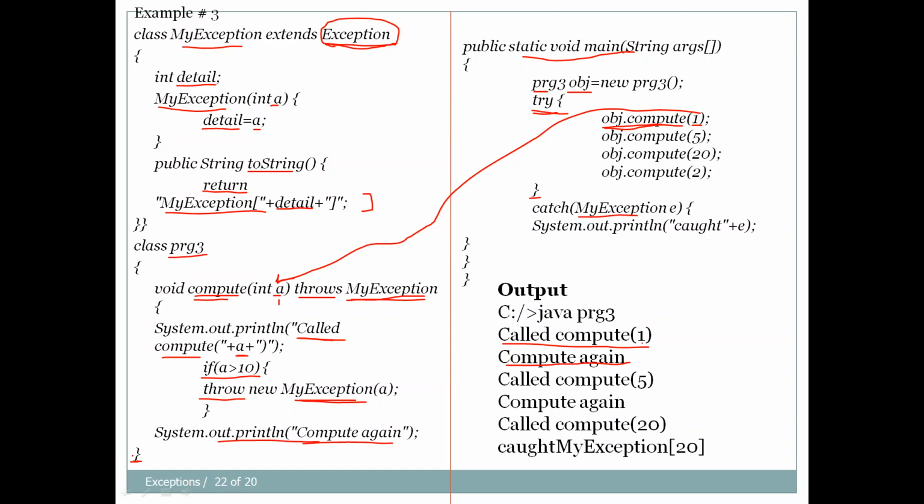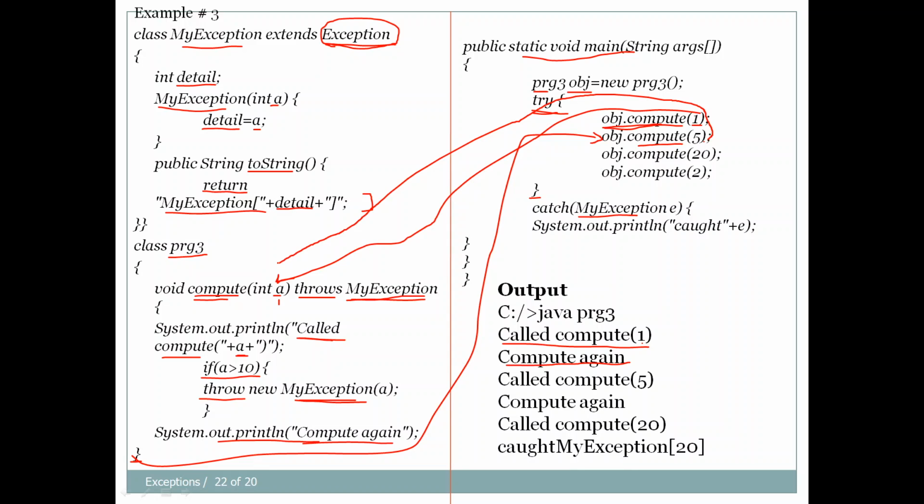Once we are at the end of the compute method, it goes back to the caller, that is our main method, and then it will execute the next statement. The next statement is again obj.compute, but this time we are passing value 5. Again from this point it goes to compute, but this time the value of a is 5.